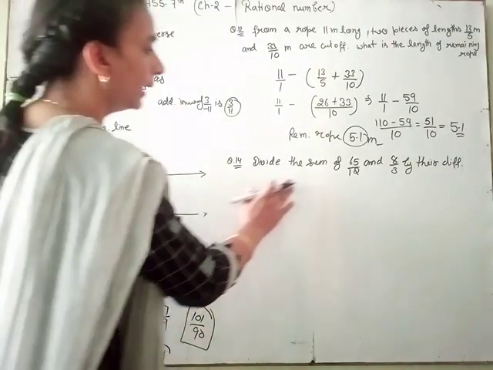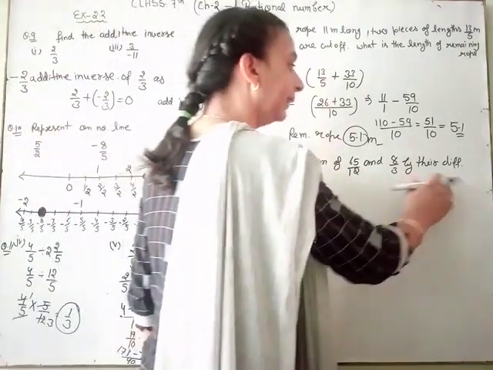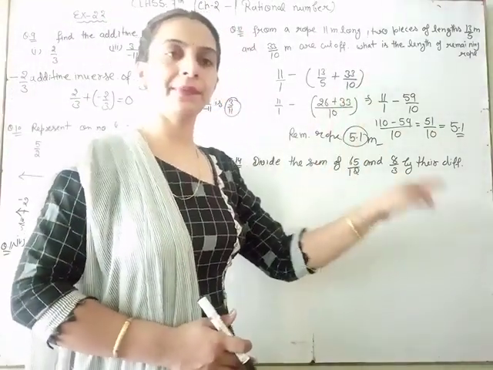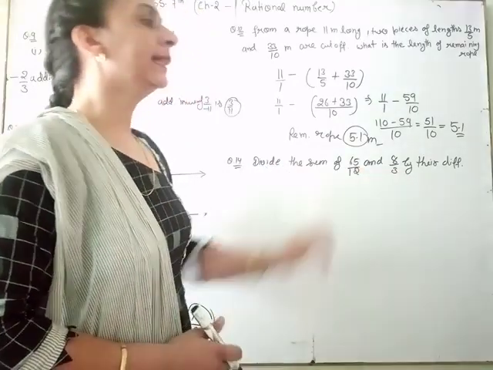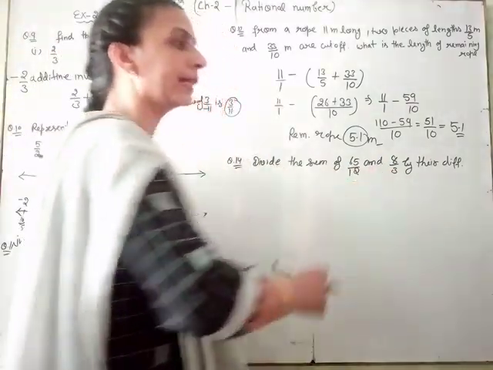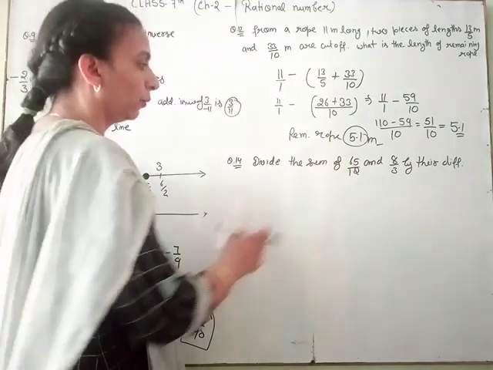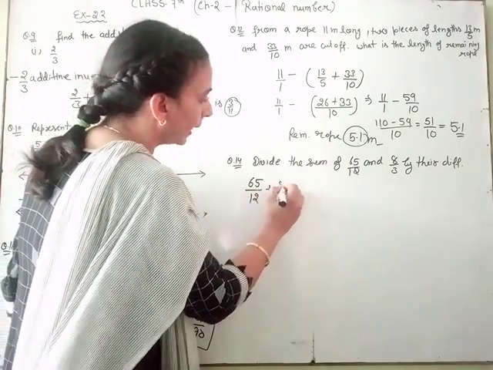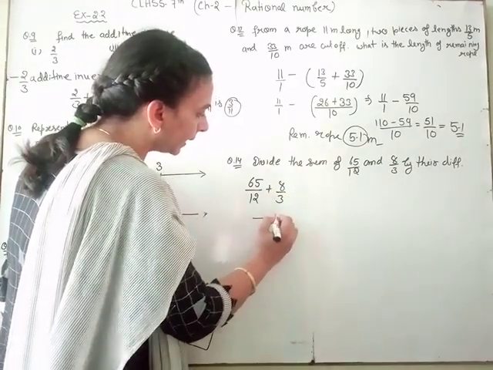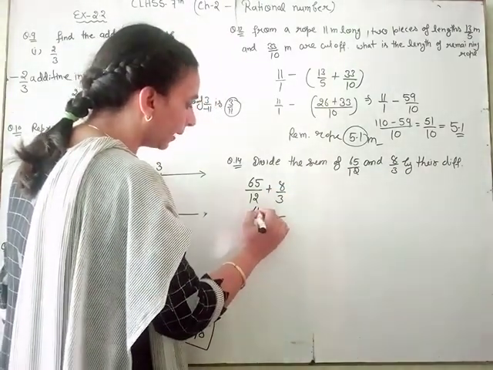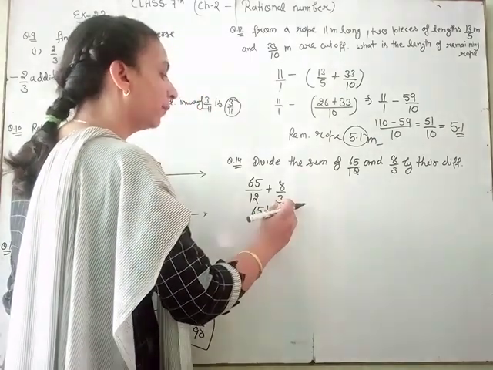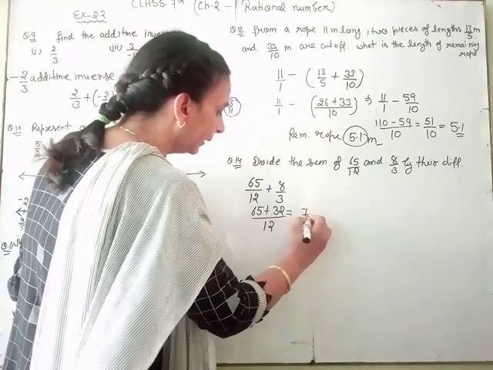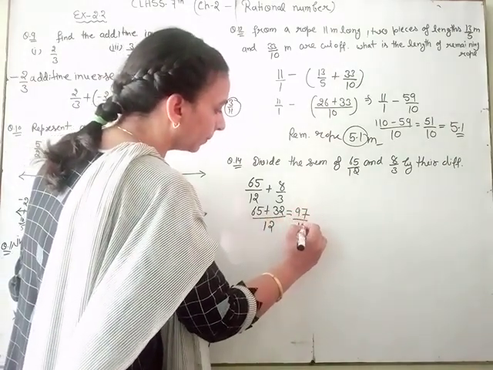Next is question number 14. Divide the sum of these by their difference. First we find the sum of these, next we find the difference of these, after that we divide them. Okay, first we find the sum 65/12 plus 8/3. LCM is 12, then 65 as it is plus 4 times 8 is 32. Okay, 65 plus 32 is 97/12.